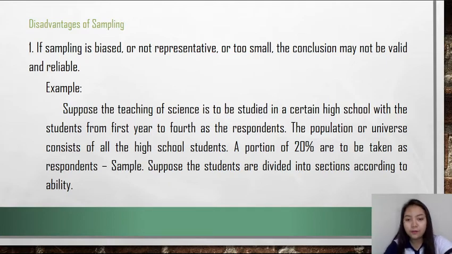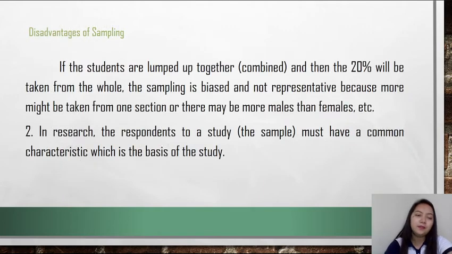Suppose the students are divided into sections according to ability. If the students are lumped together or combined, and then the 20% is taken from the whole, the sampling is biased and not representative, because more might be taken from one section, or there may be more males than females. It is unbalanced.